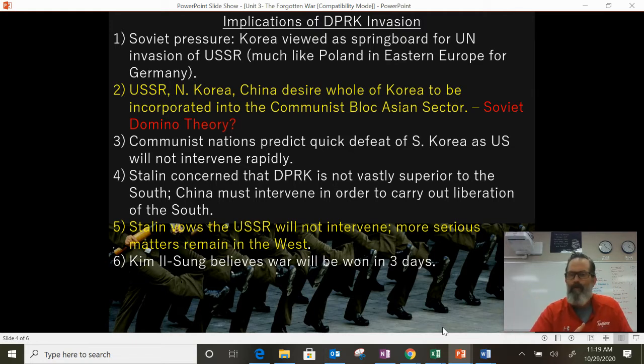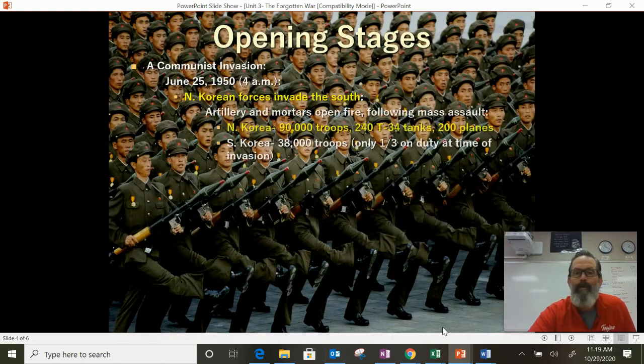Another thing, Stalin says the USSR will not intervene. He still doesn't have really the troop strength to do that. He's starting to look at developing nuclear weapons, but they don't have the ability to conduct ground operations, particularly that far away from where they can support them in all the way in Western Russia. And Kim Il-sung declares this war is going to be won in 3 days. And it looks like it's going to happen just that fast at the beginning.